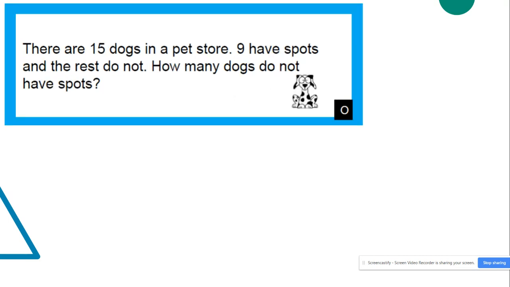There are 15 dogs in a pet store. 9 have spots, and the rest do not. How many dogs do not have spots? Solve the problem. Pause the video.